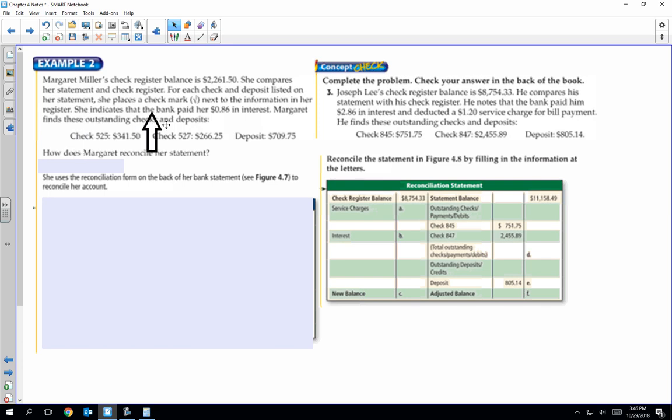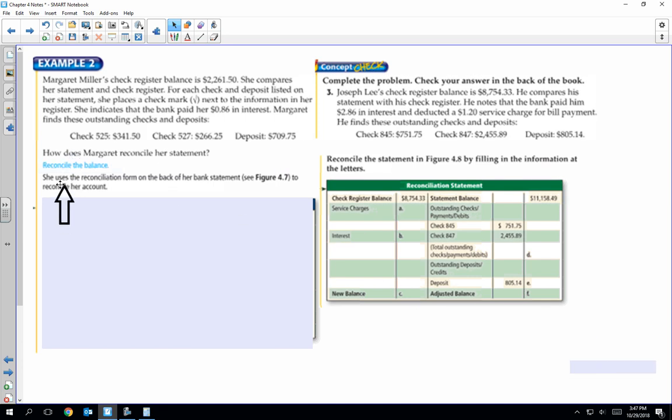She indicates that the bank paid her 86 cents in interest. Margaret finds these outstanding checks and deposits. We have check number 525 and check number 527, so we are going to subtract those out. And then we also have a deposit that hasn't gone through, that's $709.75. So how does Margaret reconcile her statement?